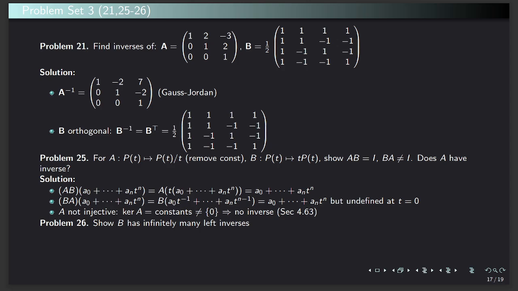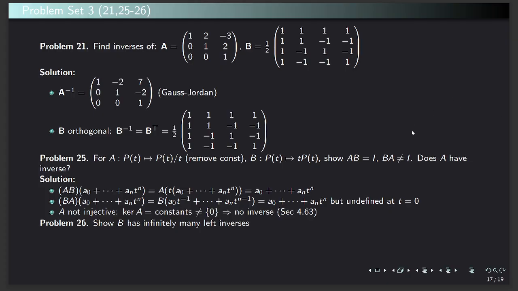The operator B multiplies by t. And then the composition AB is the identity operator. However, BA is not, as it annihilates the constant term. Because A is not injective, it maps all constant polynomials to the zero polynomial, and it has a non-trivial kernel, and therefore it cannot have a true two-sided inverse.